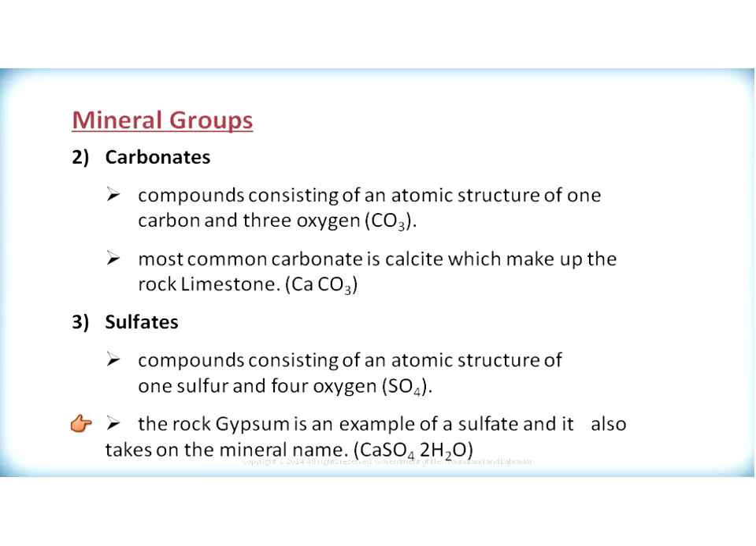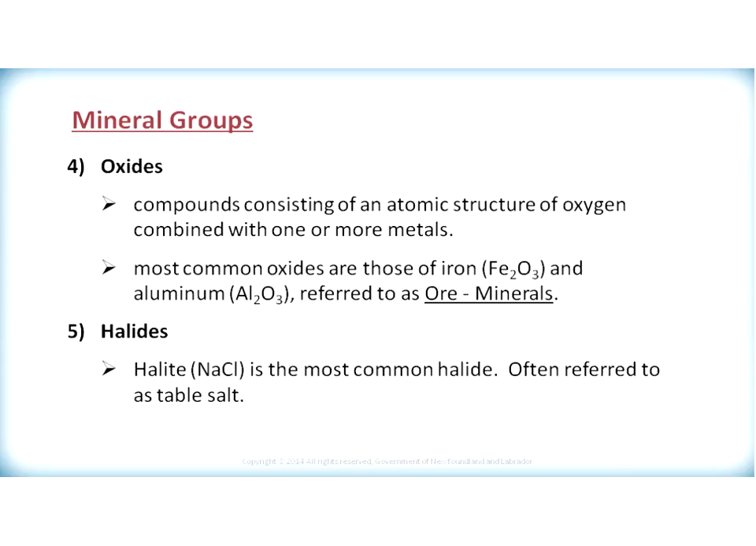Another mineral group found in Earth's crust are the sulfates. These are compounds consisting of an atomic structure of 1 sulfur atom surrounded by 4 oxygen. The most common rock found in the sulfate mineral group would be gypsum. It also takes on the mineral name gypsum and has the formula CaSO4·2H2O. So it is a hydrate that is mainly made up of calcium and sulfate.